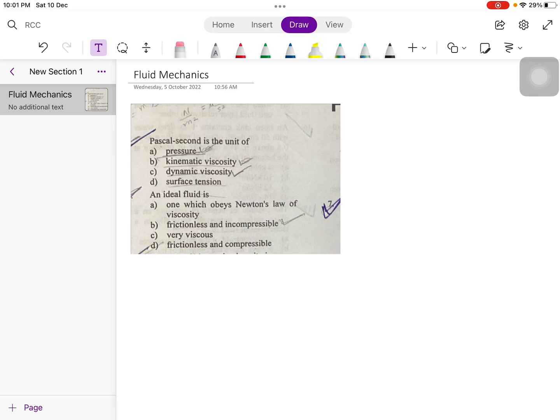So the first question which is available in this book is: Pascal second is the unit of. So I'm going to solve this question. So Pascal second, if we break down this unit, Pascal is Newton per meter square times 1 upon second.